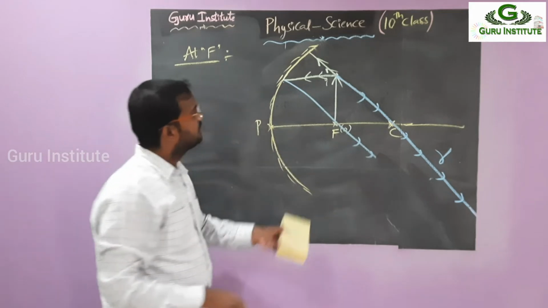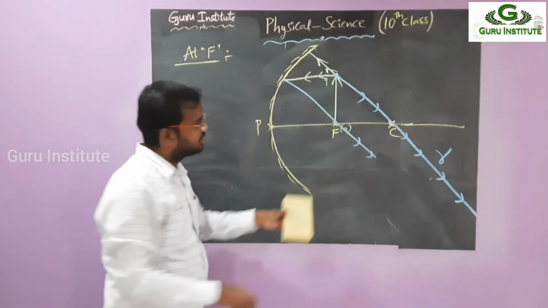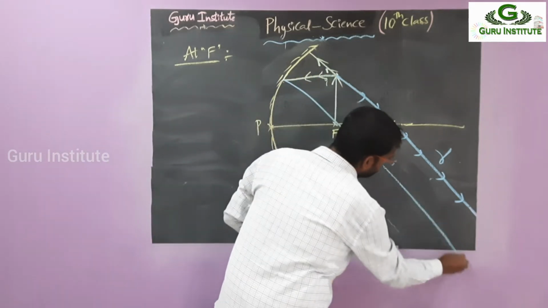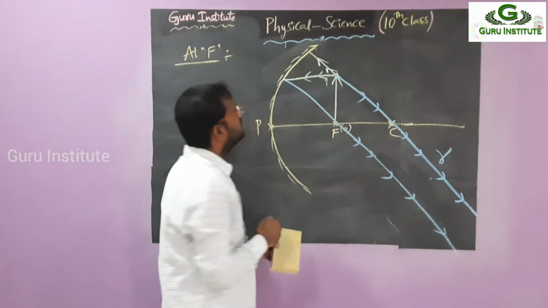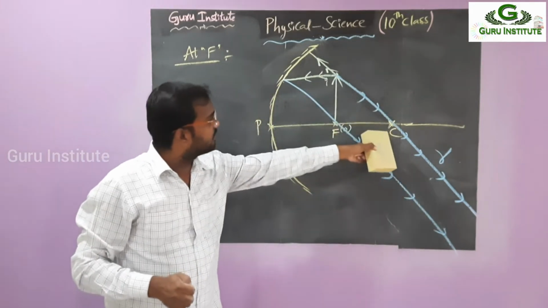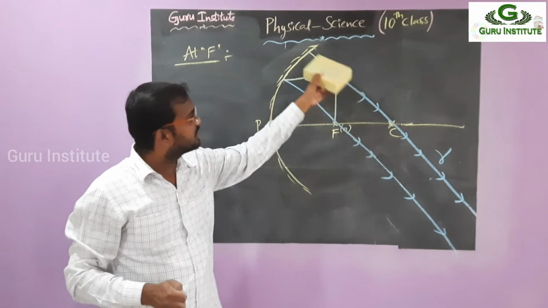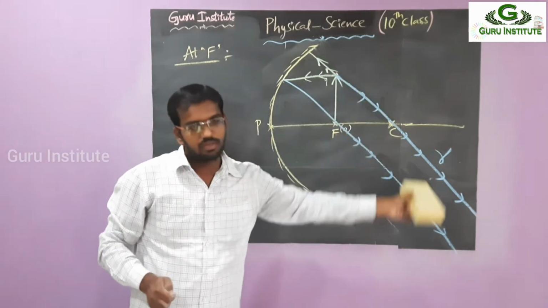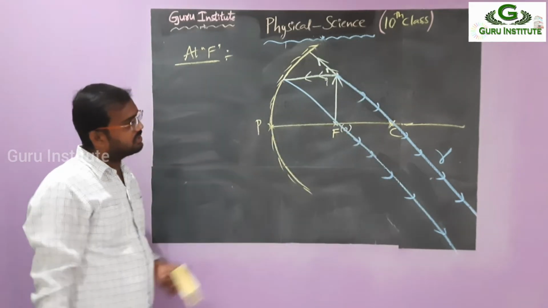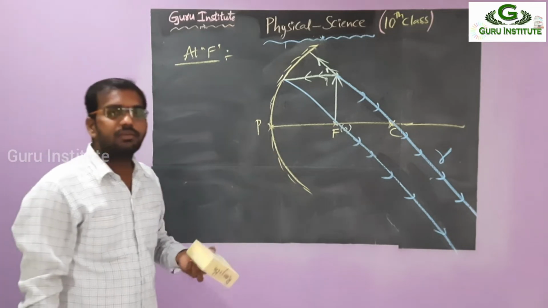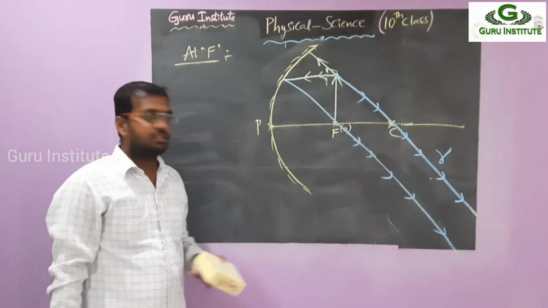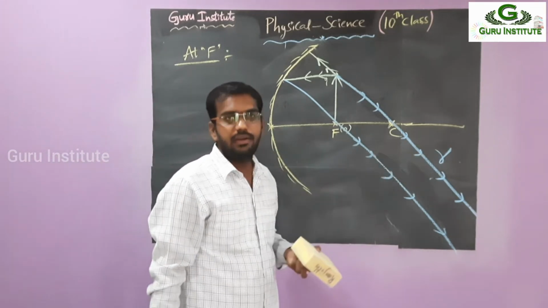Once again I repeat. Parallel to principal axis, passing through focus. Then passing through center of curvature; passing through focus is not applicable. So this ray is also coming from the center of curvature. Observe this. Is there any meeting point? No, right? These two do not meet at any point.